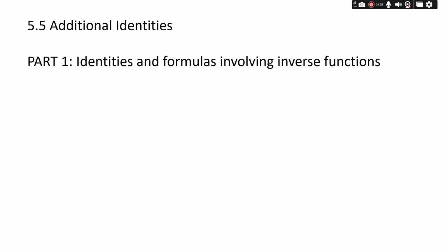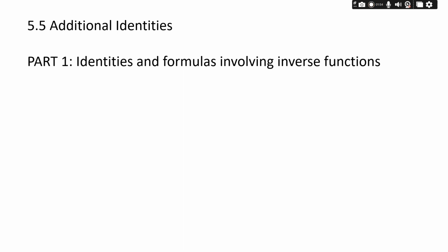So 5.5 is called additional identities. It's pretty much everything we have not done so far. So this really breaks down into two different parts in this section. It's almost like the last two remaining things. The author decided to sort of squish them into one section instead of really dividing them into two. But they really should be two different sections because they deal with two different things.